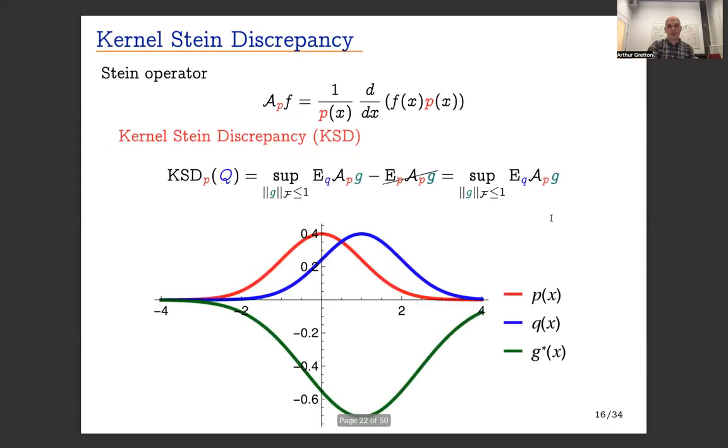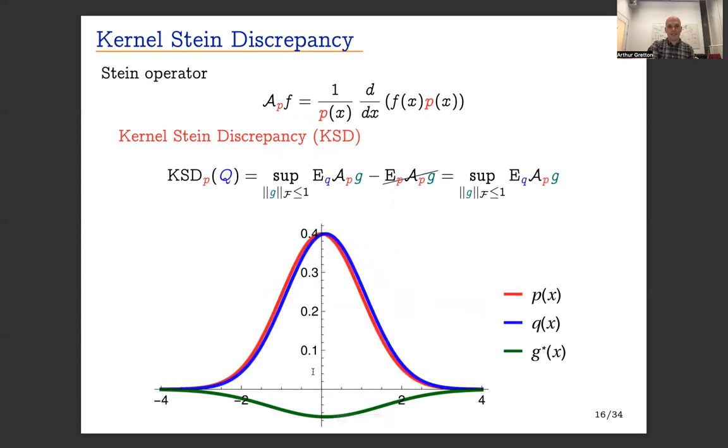Okay, so here is our example with our two Gaussians with different means. Here is our G function, which maximizes this. And what you can see is that it has large amplitude where the data disagree with our model. And then as the mean of Q approaches the mean of P, the amplitude of G gets smaller. And if P and Q agree, it's going to be the 0 function.